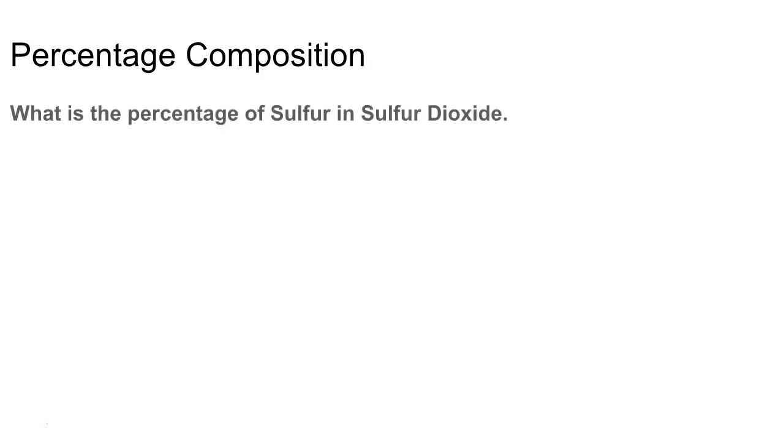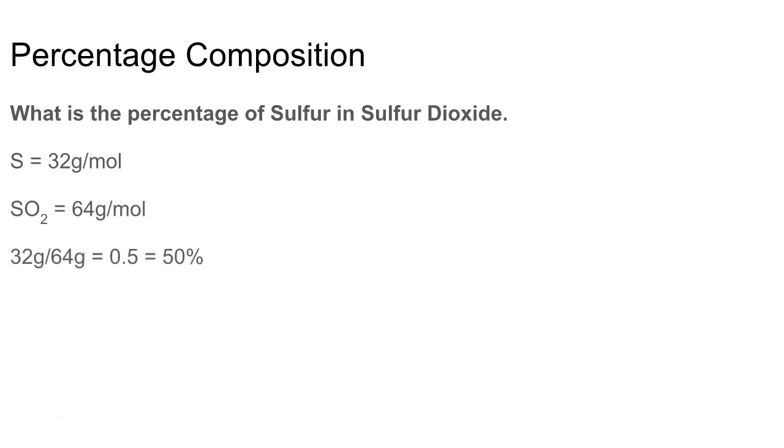So let's do some problems. What is the percentage of sulfur in sulfur dioxide? Sulfur is 32 grams, sulfur dioxide is 64 grams. Again, I can find those in the periodic table. To find out the percentage of sulfur, I would just set up a ratio, and I get about 50%.